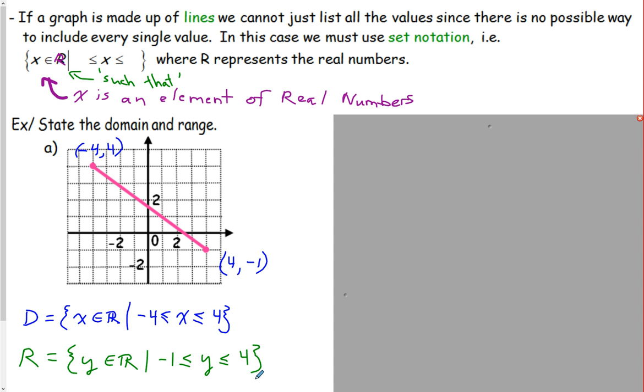So this tells me I can have any y value, any one I want, as long as it is in between and inclusive of negative 1 and 4. Any y value in there is part of my function.